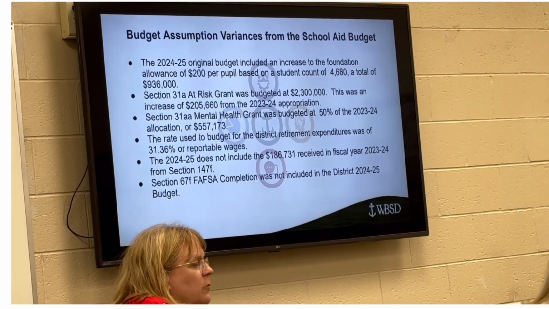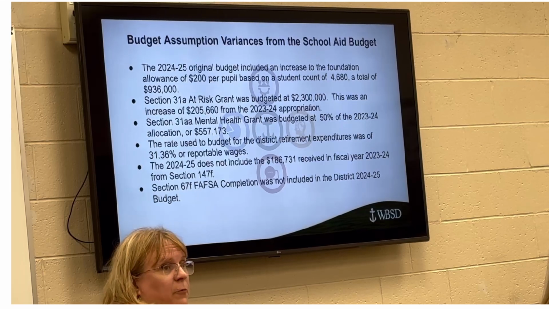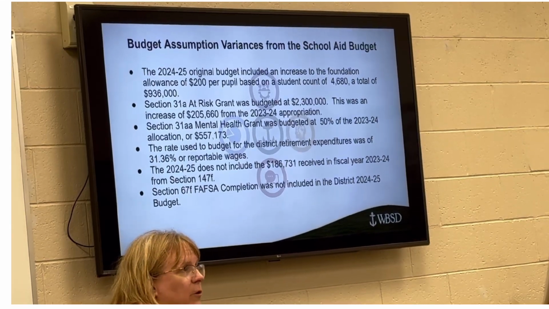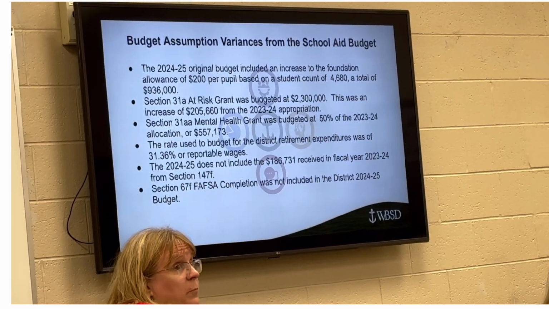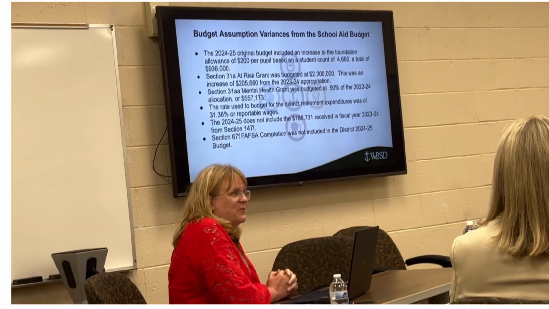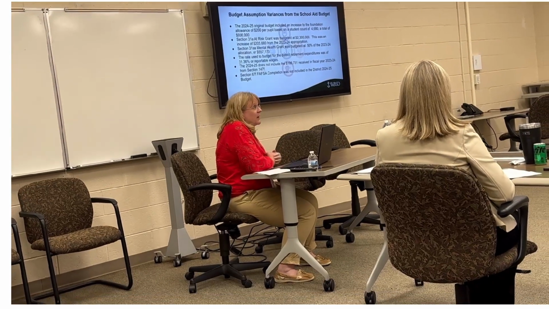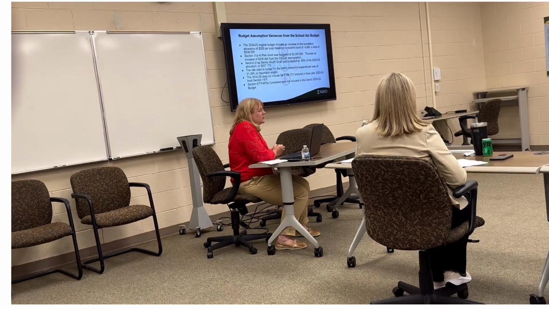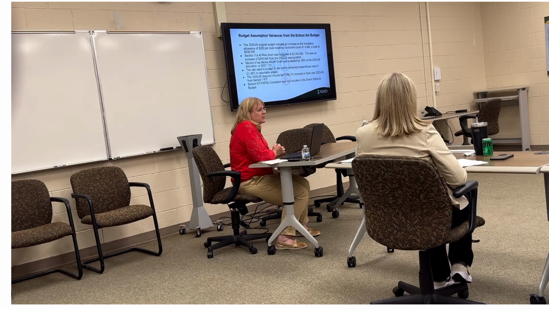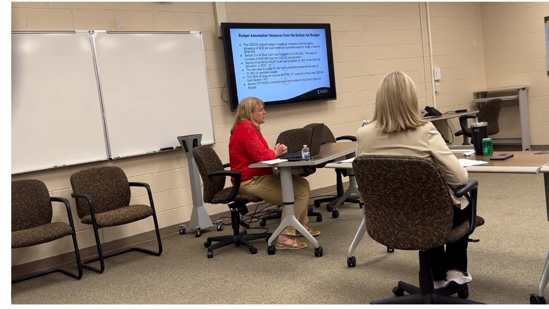So the original 24-25 budget, we did include a foundation increase. The 3 proposals from the House, the Senate, and the Governor all included a per pupil foundation increase. And I guess you would be hard pressed to find a district in the state that didn't include one in their budget. So we put in $200 a student, which is about $936,000, based on a student count of 4,680, which is what we use in our budget.